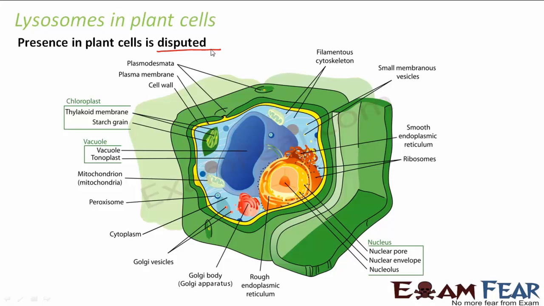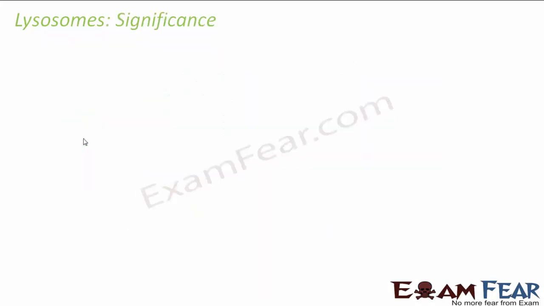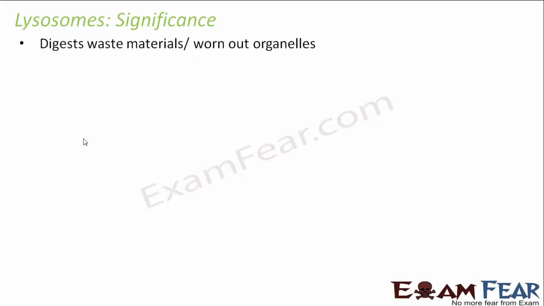But even if they don't exist, in many places, whenever you look at the diagram of a plant cell in your textbooks or over the net, you will see that lysosomes are not labeled in most of the plant cells, right? So whatever function a lysosome performs, that function is performed by a vacuole in a plant cell, right? Okay, now let us look at the significance of lysosome. What purpose does it actually solve?